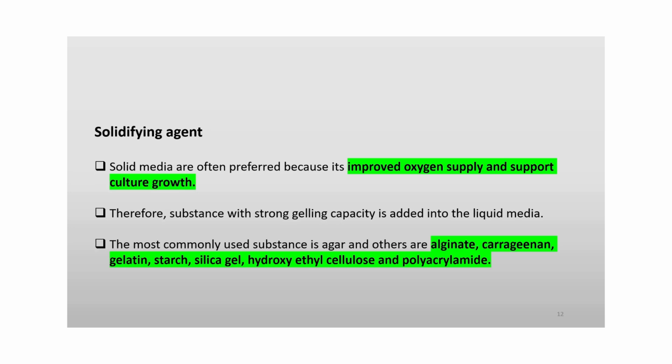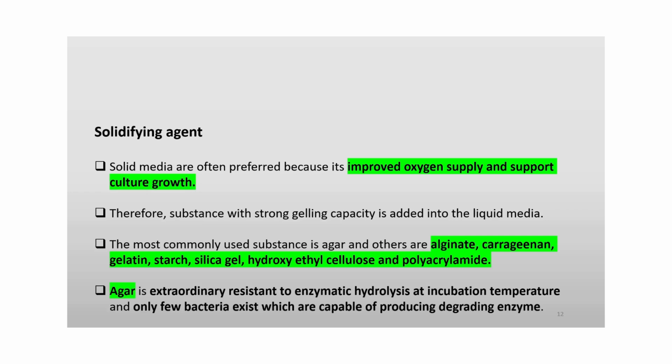The most commonly used substance is agar, and others are alginate, carrageenan, gelatin, starch, silica gel, hydroxyethyl cellulose and polyacrylamide. Agar is extraordinarily resistant to enzymatic hydrolysis at incubation temperature, and only a few bacteria exist which are capable of producing degrading enzyme. Iron source: EDTA can be used as an iron source.